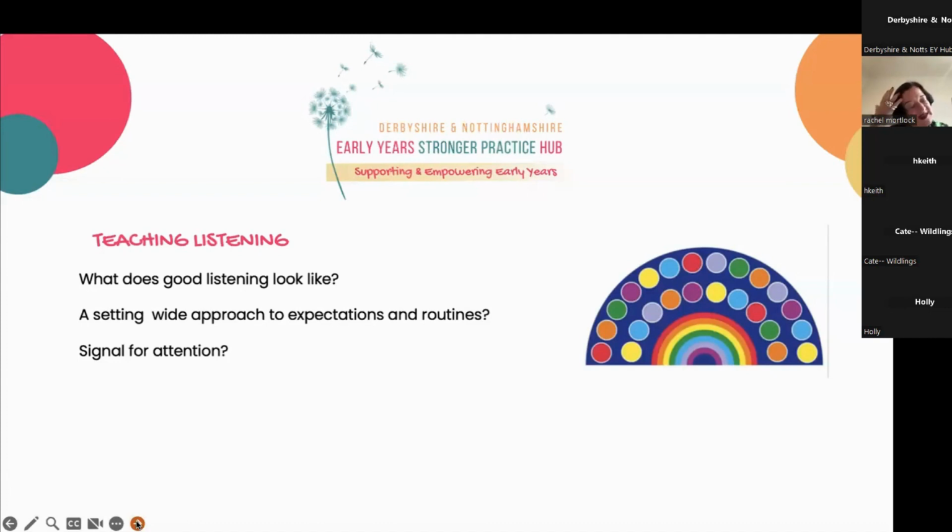Do we have a particular signal for attention? A lot of schools and settings that I use will just play one musical note.